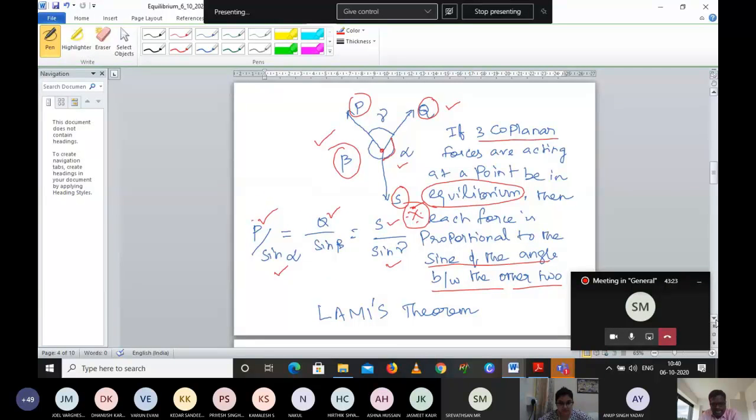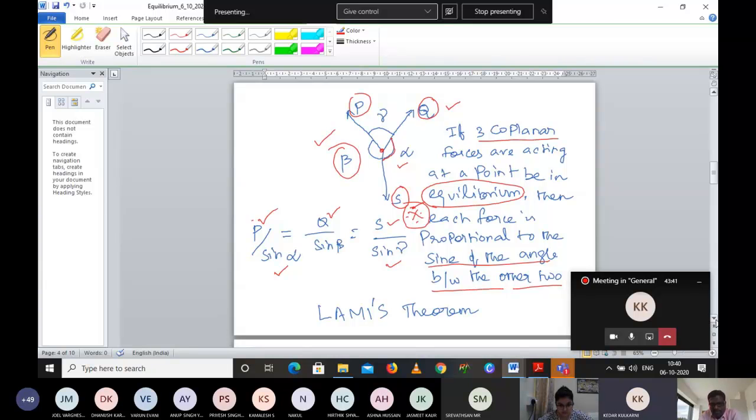So, shall I move to the next slide? Yes, sir. Sir, what if there are 4 or more forces? You cannot use Lami's theorem. You have to use the equilibrium conditions, as I have said. Very good. What's your name? Kedar Kulkarni. Hey, Kedar. Very good. Nice question.